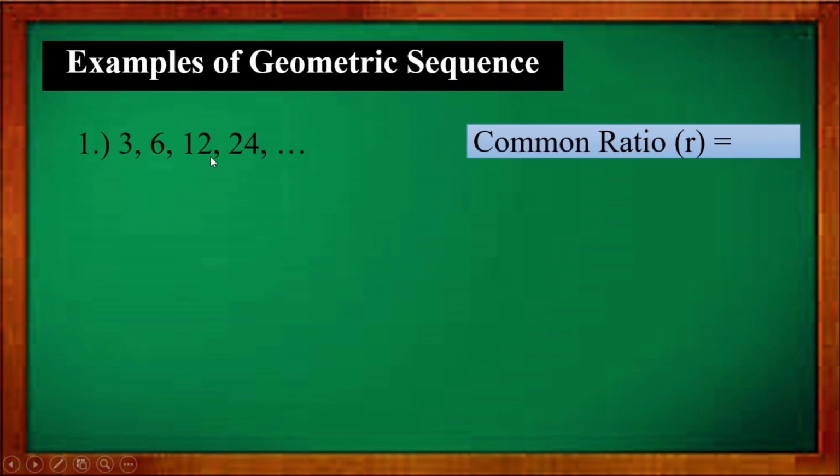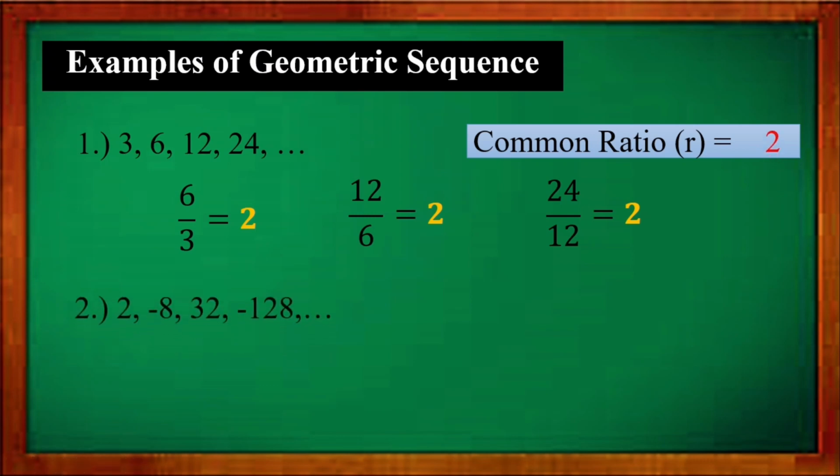So we will have 6 as the second term divided by the first term, which is 3. The quotient here is 2. Then 12, our third term, divided by our second term, which is 6, gives us 2. And 24 divided by 12 will also give us 2. Since it has the same quotients, which is 2, it only means that 3, 6, 12, 24 is a geometric sequence since it has a common ratio of 2.